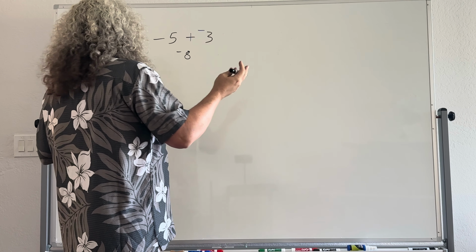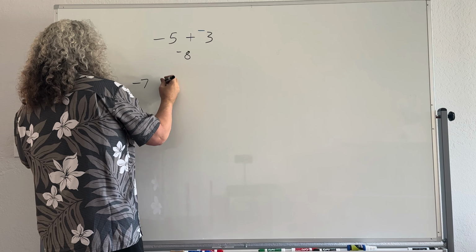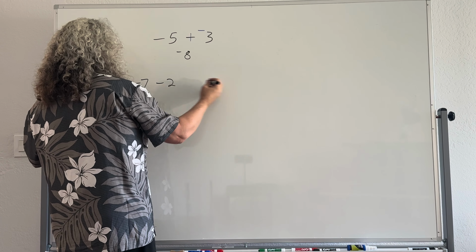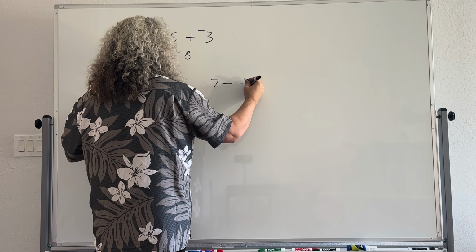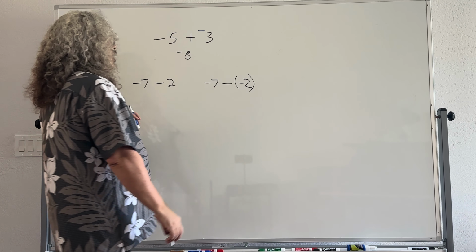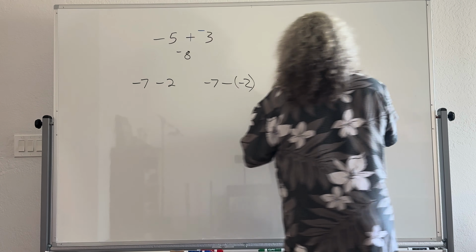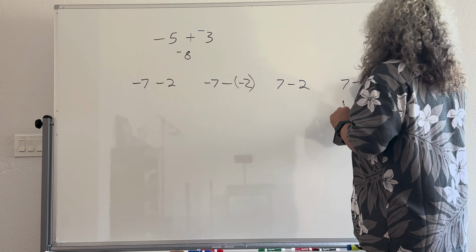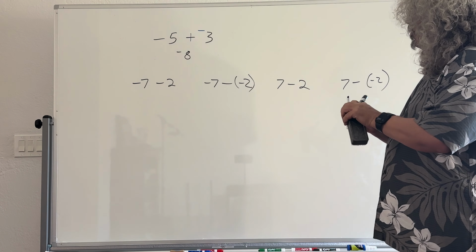Let's do a negative 7 minus 2. Let's do a negative 7 minus a negative 2. Sometimes they put these in parentheses where there's two negatives. Let's do a 7 minus 2. And let's do a 7 minus a negative 2, just so that we can have all different types in here.